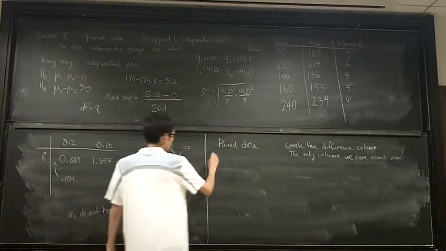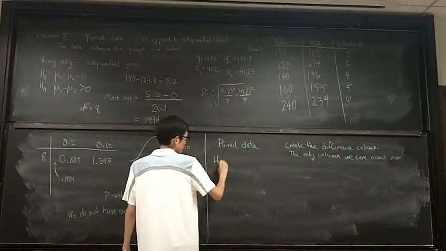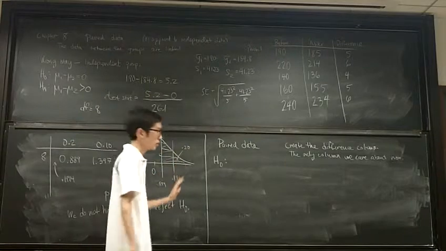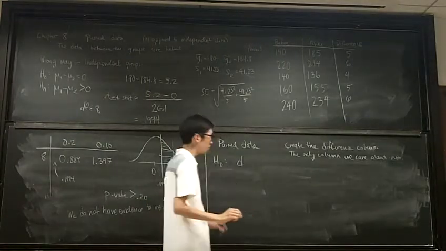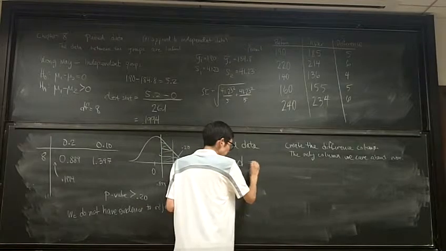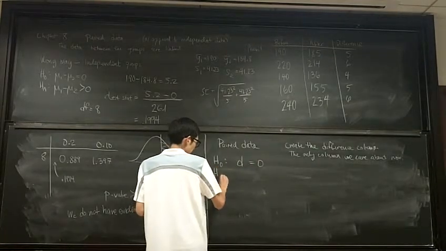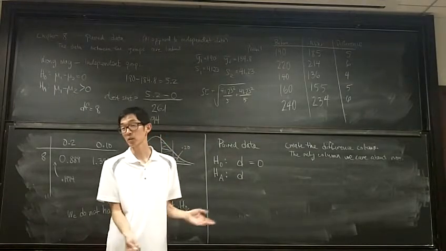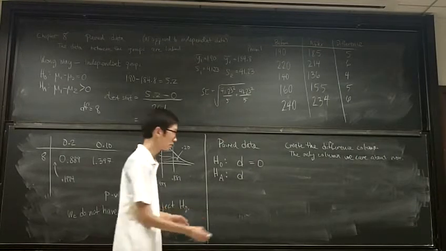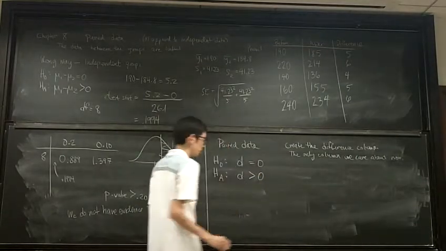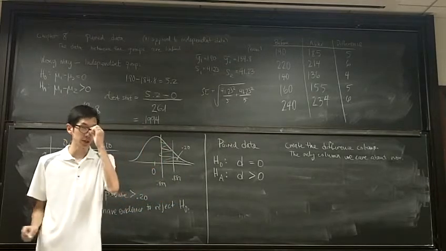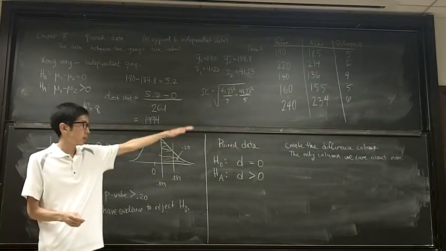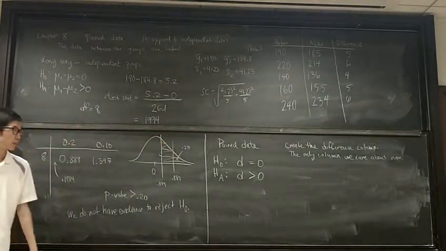And our null and our alternative hypotheses are now this. It's no longer mu1 and mu2. It's, is the true difference equal to 0? Or is the true difference not equal to 0, greater than 0, or less than 0? In our case, what do we want? Greater than 0. So is the before weight greater than the after weight? Is the difference of before minus after greater than 0? This is our hypothesis here.